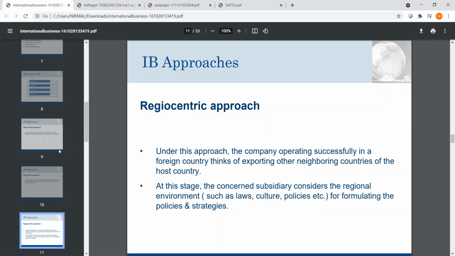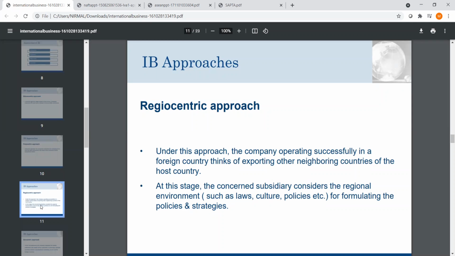So kindly note it down. Ethnocentric, polycentric, regiocentric. Very important approaches in IB. If you don't know, nothing will happen. People should know about these concepts.